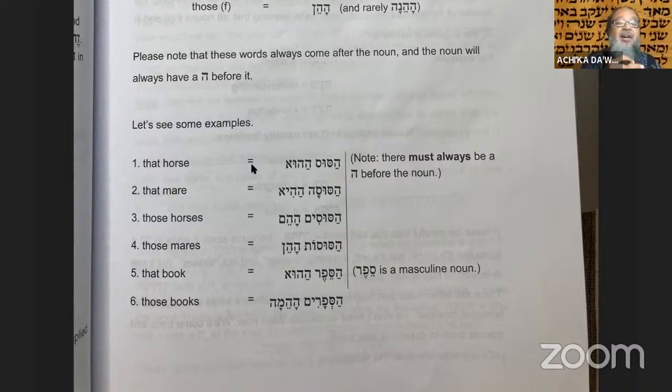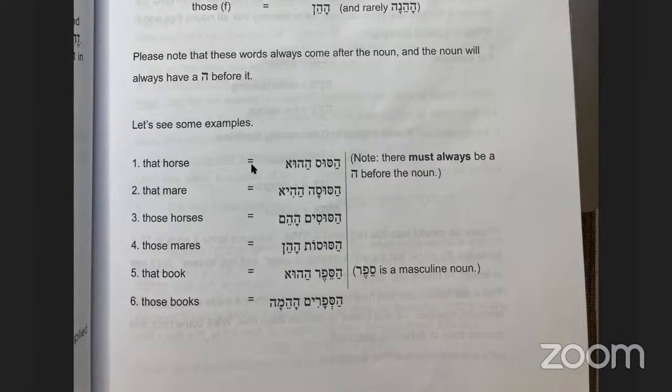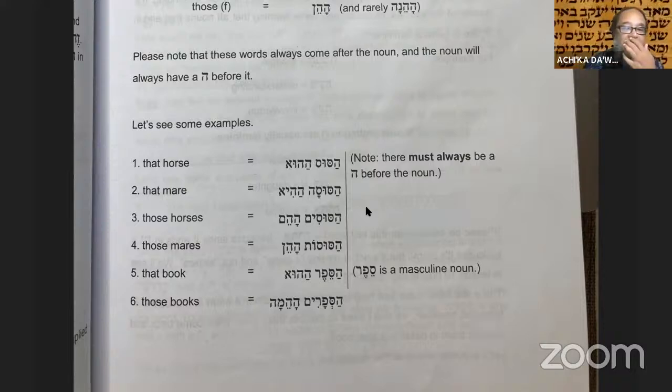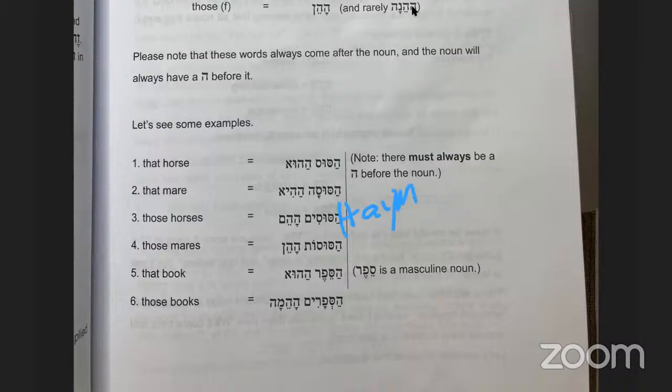Okay. Then I'm going to say for those horses, and it's masculine and it's plural. How do I say that? Hasusim. Hasusim what? Hahaim. Those two dots again is that ah sound. Hahaim.